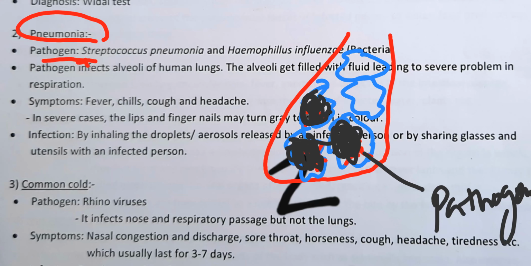Fever, chills, means उसको shivering होता है, ठंड लगती है. Cough and headache. In severe cases, the lips and fingernails may turn gray to bluish in color, which is called cyanosis.